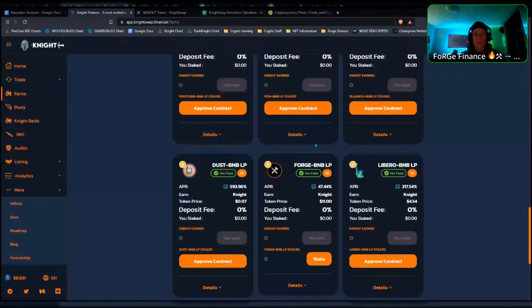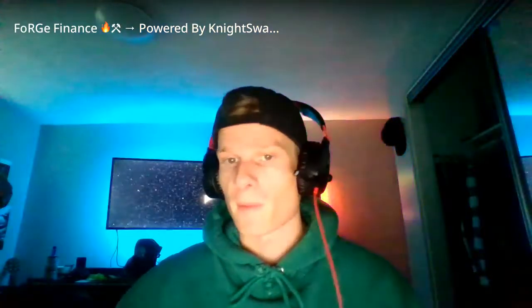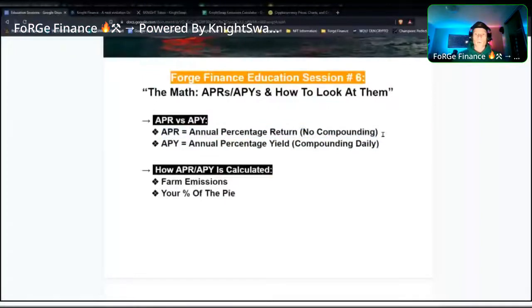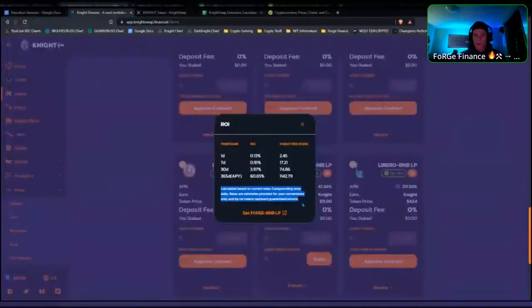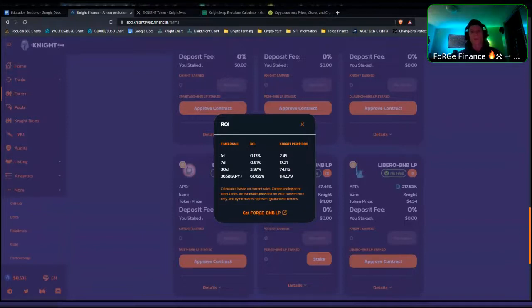The answer is compounding. This is what we show you guys through the flow model in our white paper, and how we talk about building up your gold mine, compounding that. So APY means annual percentage yield, and if you read the little calculator down here, it says calculated based on current rates, compounding once daily. Rates are estimated, provided for your convenience only. They are not extremely accurate. We're going to talk about why that is in a little bit.